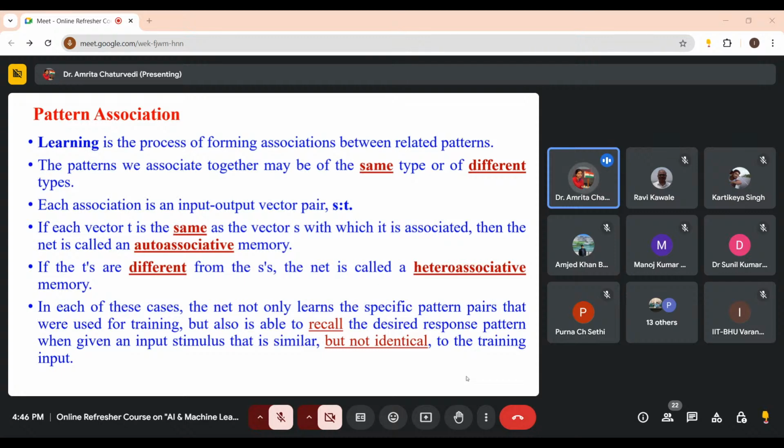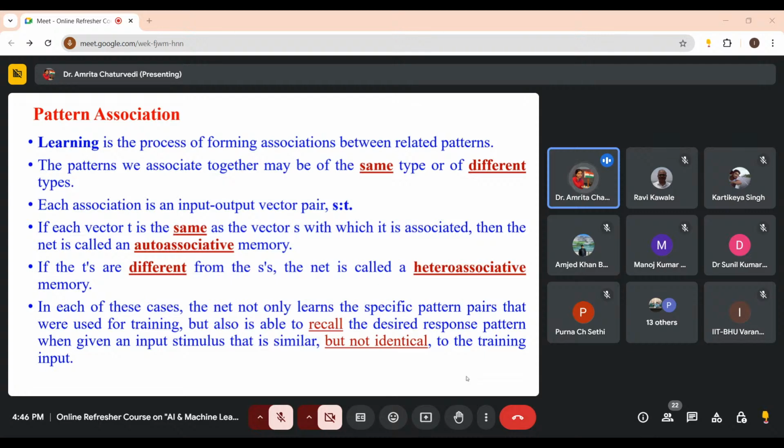So this means that the input and the output vectors are the same. Then such networks are called auto-associative memory. But if the T's, that is the outputs, are different from the inputs, that is, if the T's are different from the S's, then the net is called a heteroassociative memory network.